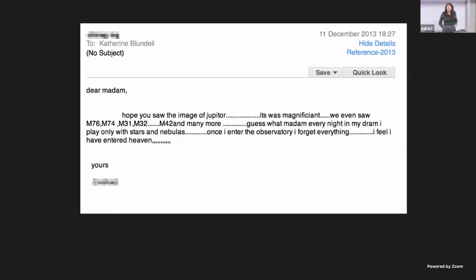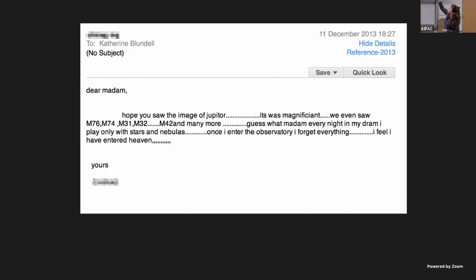Let me share with you an email that I got from one of the Indian students who subsequently went to read physics and engineering. "Dear Madam, hope you saw the image of Jupiter." That's a planet, by the way. "It was magnificent. I don't teach spelling, I teach how to play the telescope. We even saw," and this is a list of different targets, you'll notice M42 there, Messier 42.